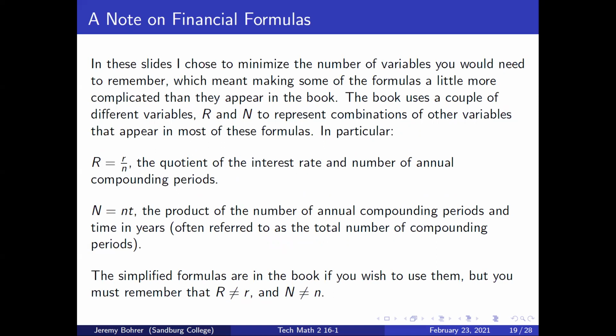In these slides, I chose to minimize the number of variables you would need to remember, which meant making some of the formulas a little more complicated than they appear in the book. The book uses a couple of different variables, lowercase r and n, to represent combinations of other variables that appear in most of these formulas. In particular, r equals R over N, the quotient of the interest rate and number of annual compounding periods, and n equals NT, the product of the number of annual compounding periods and time in years, often referred to as the total number of compounding periods. The simplified formulas are in the book if you wish to use them, but you must remember that capital R does not equal lowercase r, and capital N does not equal lowercase n.